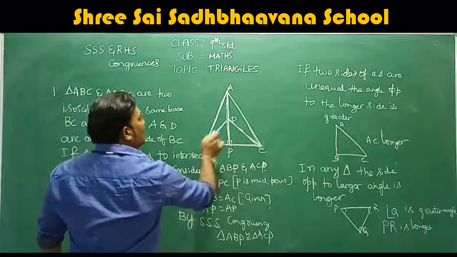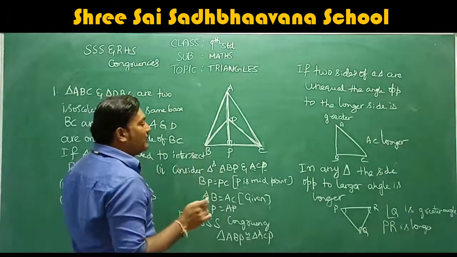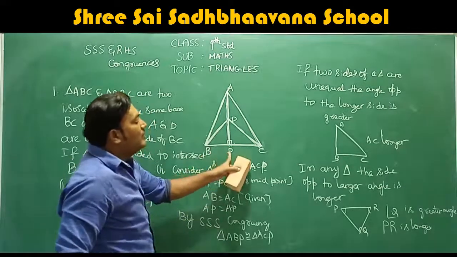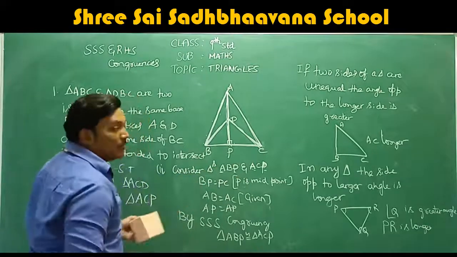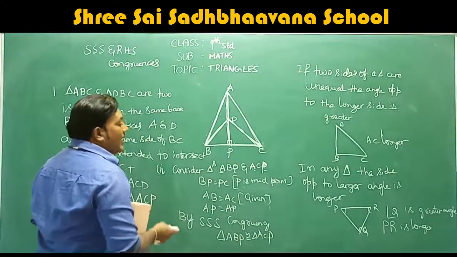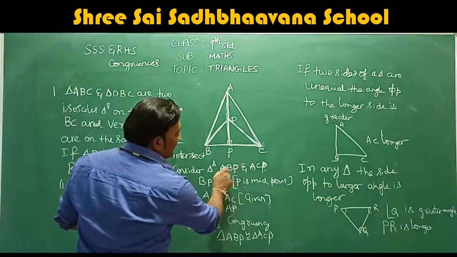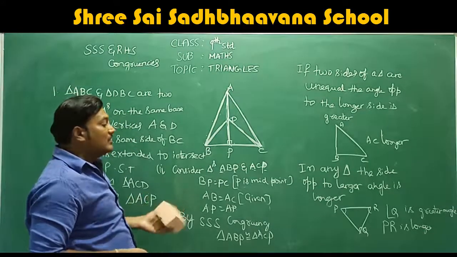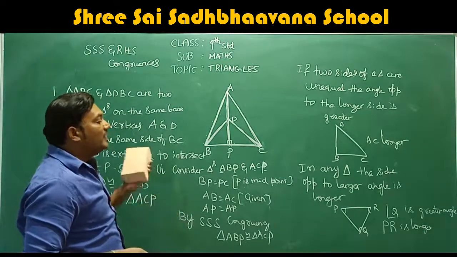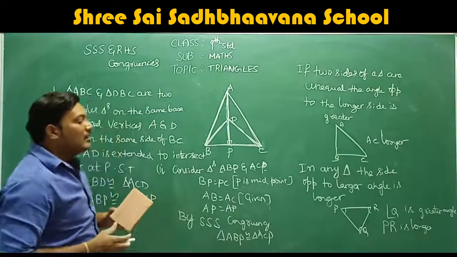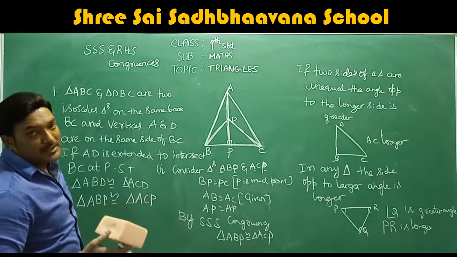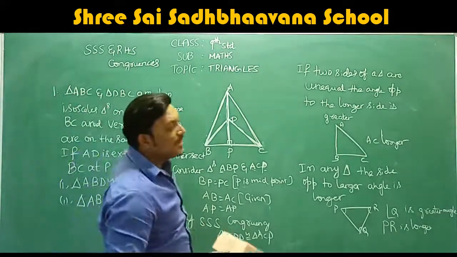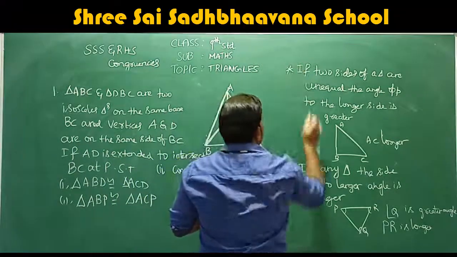What is the base here? BC. AP will divide the base BC into two equal parts. It means P is the midpoint. If P is the midpoint, BP distance and PC distance must be equal. So BP is equal to PC. And also one common side is there, which is AP. So AP is equal to AP because it is the common side for both the triangles. So by using SSS congruency, we can conclude that triangle ABP is congruent to triangle ACP. Okay, I hope you understood. Next, we have some properties we should remember.